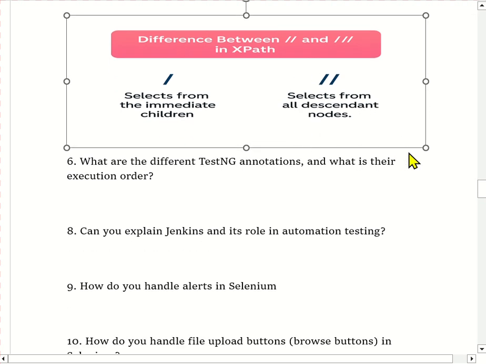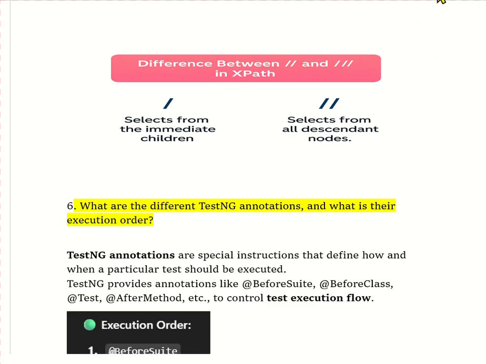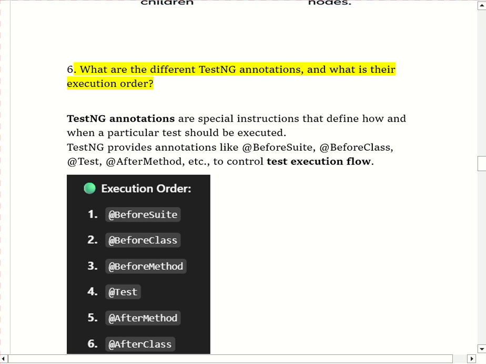Now moving to the next question: what are the different TestNG annotations and what is their execution order? Let's see its answer. So guys, TestNG annotations are special instructions that define how and when particular test cases should be executed. TestNG provides different annotations like BeforeSuite, BeforeClass, Test, AfterMethod to control the test execution flow. So it means TestNG annotations control the test execution flow, and they instruct how and when a particular test case should be executed.